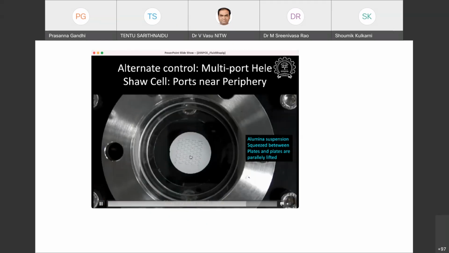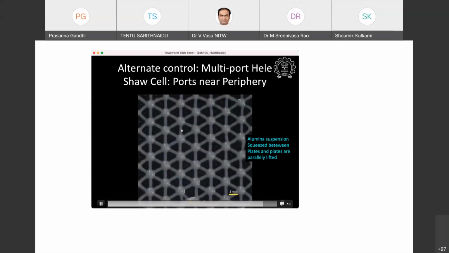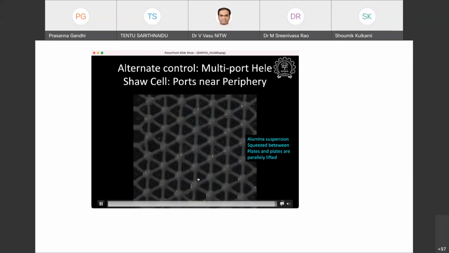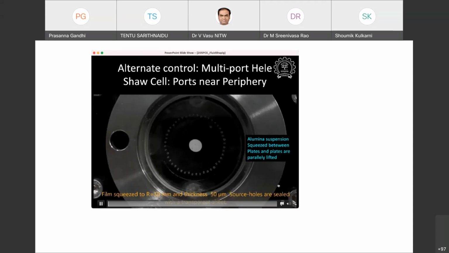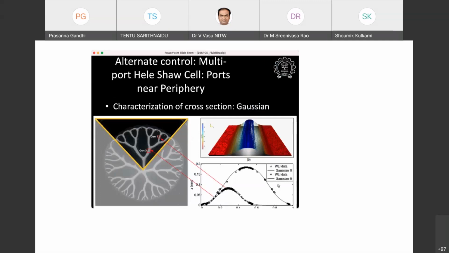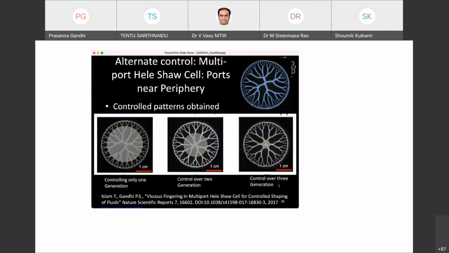If your application says that this is not acceptable at all, then no, this process is not for those applications. And you can get these very nice array patterns also. In fact, we have replicated the patterns for the leaf also. I'll show you that. So this control over different generations is what is displayed here.